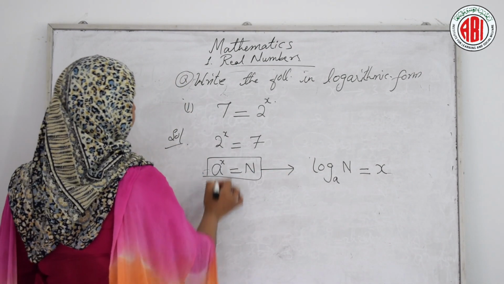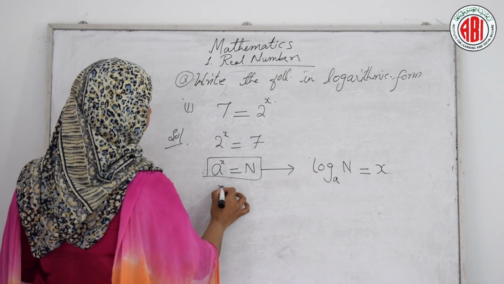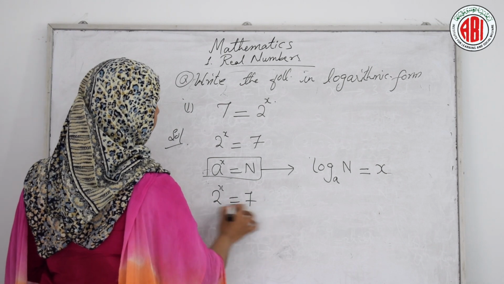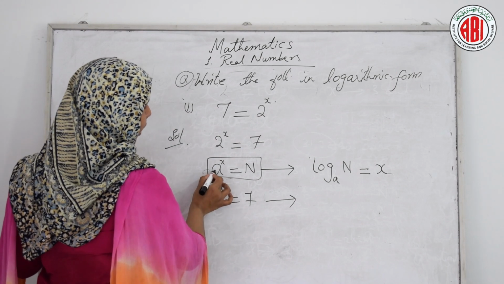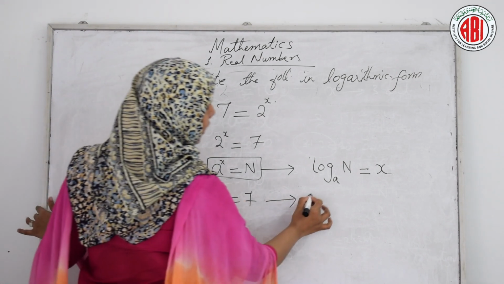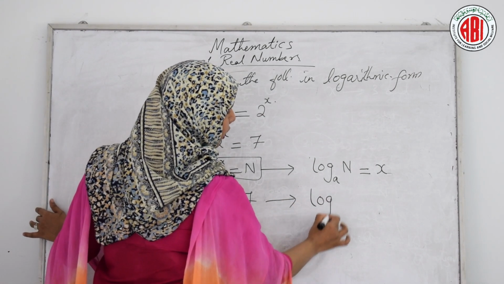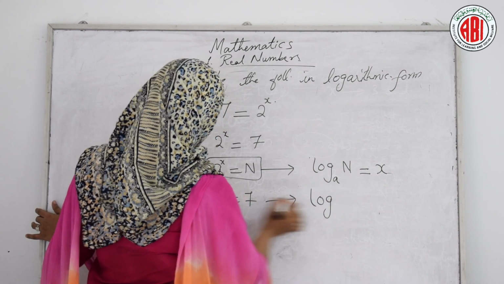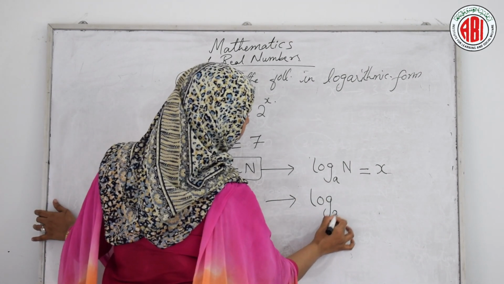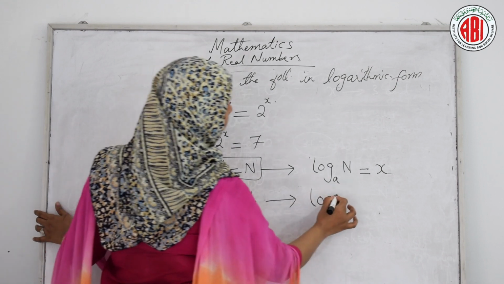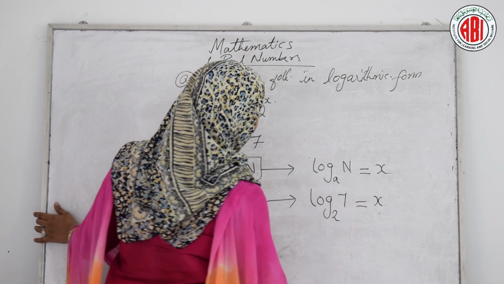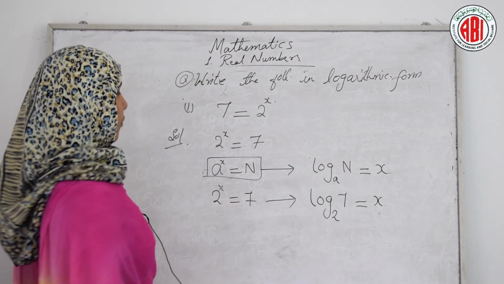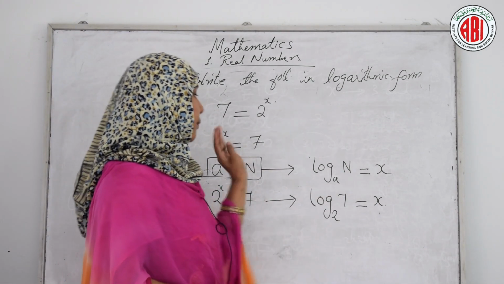Now, 2 to the power x is equal to 7. This you have to convert into logarithm form. What is a? a is 2 here. Logarithm in the short form we write as log, base a is 2, n is 7, is equal to x. Log 7 base 2 equals x.